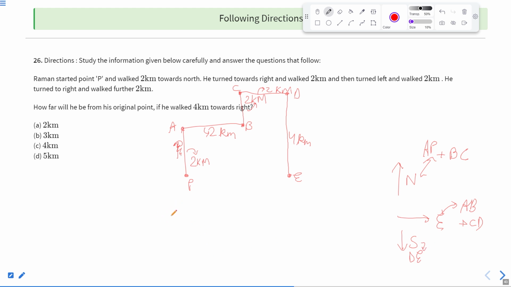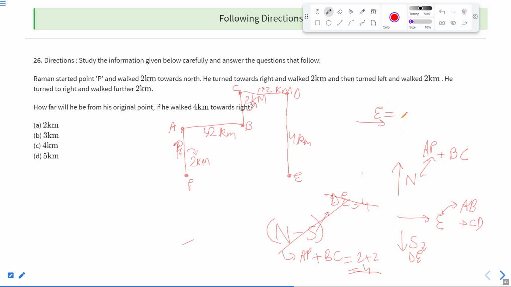Therefore, his total movement from the original position is a sum of these. Now, north and south cancel each other out. North is AP plus BC, which is equal to 2 plus 2, which is equal to 4, and south is directly DE, which is 4. The 4s cancel each other out. Therefore, his only movement is towards east.